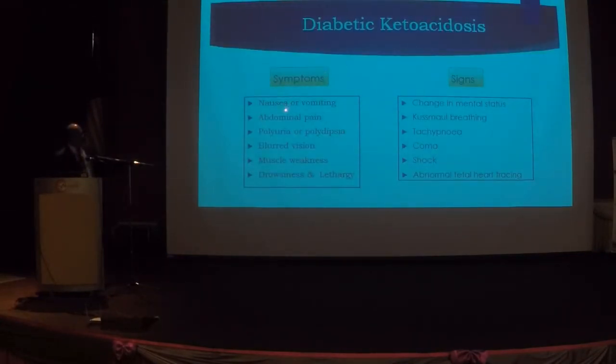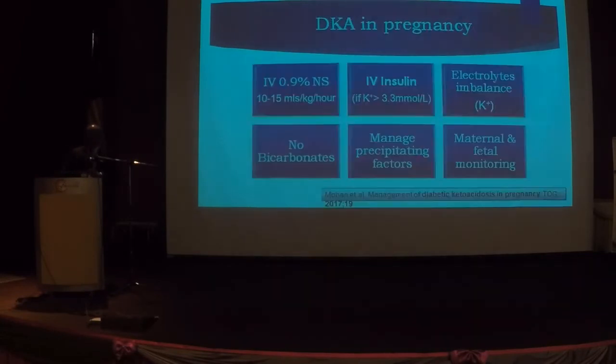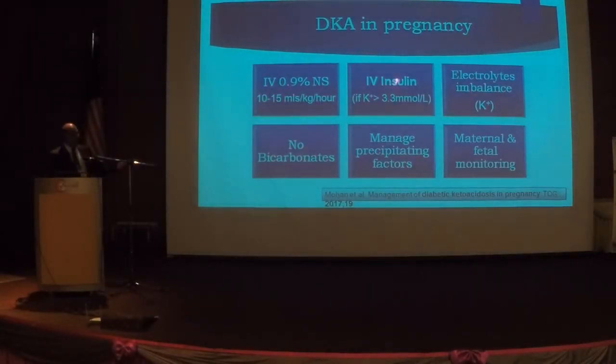So the patient usually will be unwell, there'll be abdominal pain, nausea, vomiting, weakness, exactly like hyperemesis gravidarum. But the pathognomonic sign is Kussmaul breathing. If you have a DKA in the labor ward, if the CTG is completely horrible, please don't go and do a cesarean section. The mother might die on the table. All you need to do is to treat the mother conservatively, the CTG will improve. But most of the time, the presentation will be to the gynae ward. So management of DKA is hydration, insulin, electrolyte imbalance, and manage the precipitating factors.